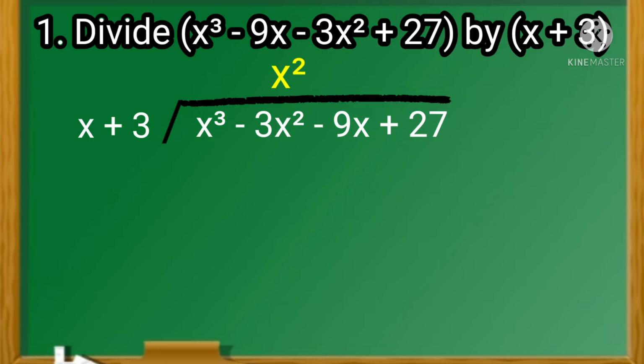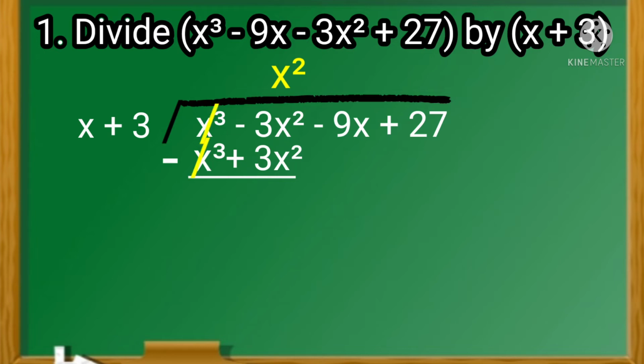Then multiply the first term of the quotient by the divisor, that is x squared times x plus 3. So x squared times x, that is x cubed. Then x squared times positive 3, that is positive 3x squared. Then get the difference. X cubed and x cubed will be cancelled.